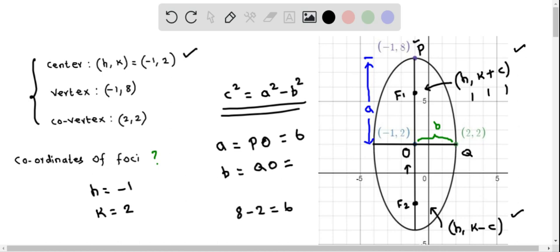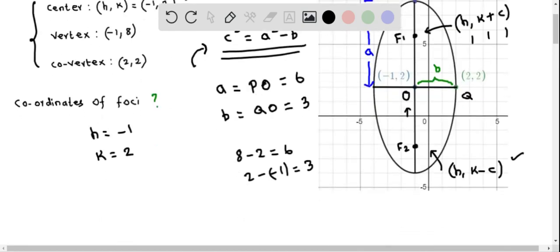And similarly, we determine the length of B by finding the distance between the points Q and O. So the coordinate of Q is 2 comma 2, and the coordinate of O is negative 1 comma 2. So these two lie on the same horizontal axis, which means we just have to find the difference between the horizontal points. That is, at Q it is 2 and at O it is negative 1. So we just have to do the subtraction like this: 2 minus minus 1, and this becomes 2 plus 1, which equals 3. So we have determined the value of B equals 3. And this means we can plug it into the formula to determine the value of C.